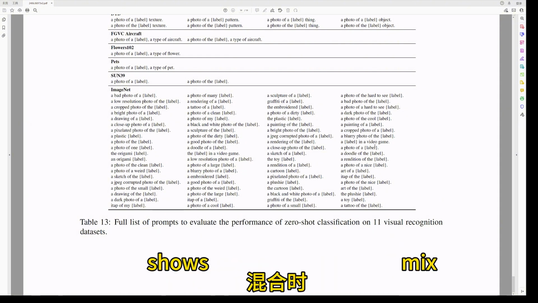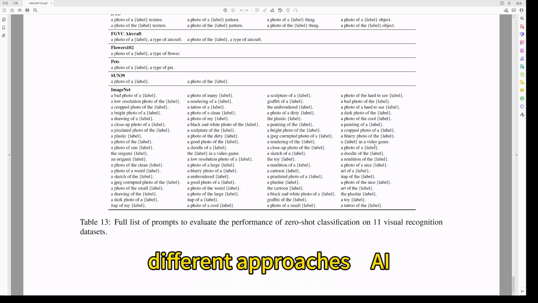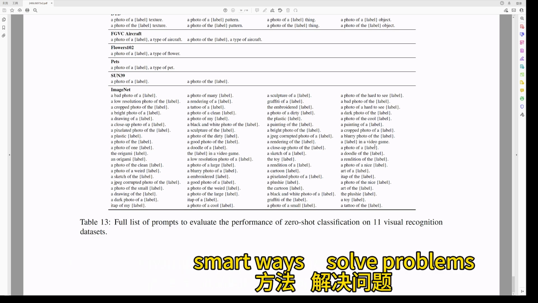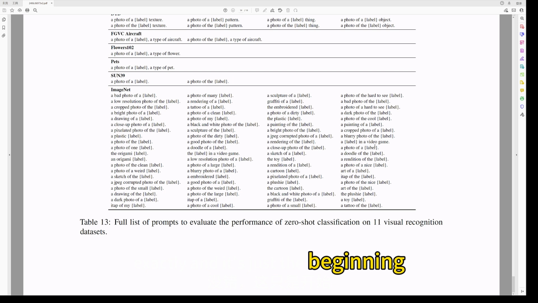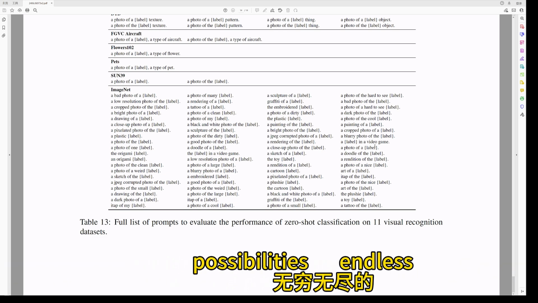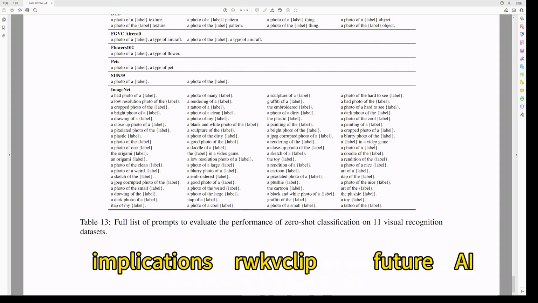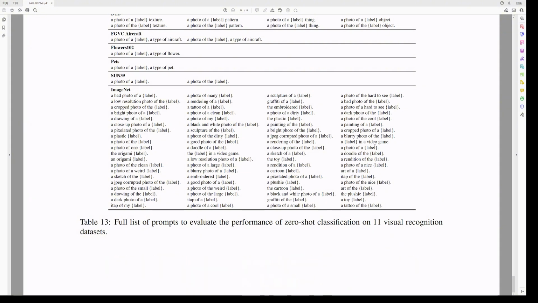And it shows what we can do when we mix different approaches in AI. It's not just about building bigger models, it's about finding smart ways to solve problems. Exactly. And it's just the beginning. Who knows what we'll be able to do in the future with this kind of technology. Yeah, the possibilities are endless. But I think we're ready to move on to the bigger picture now. The implications of RWKV-CLIP for the future of AI. Exactly. It's time to see where this all might be leading us.